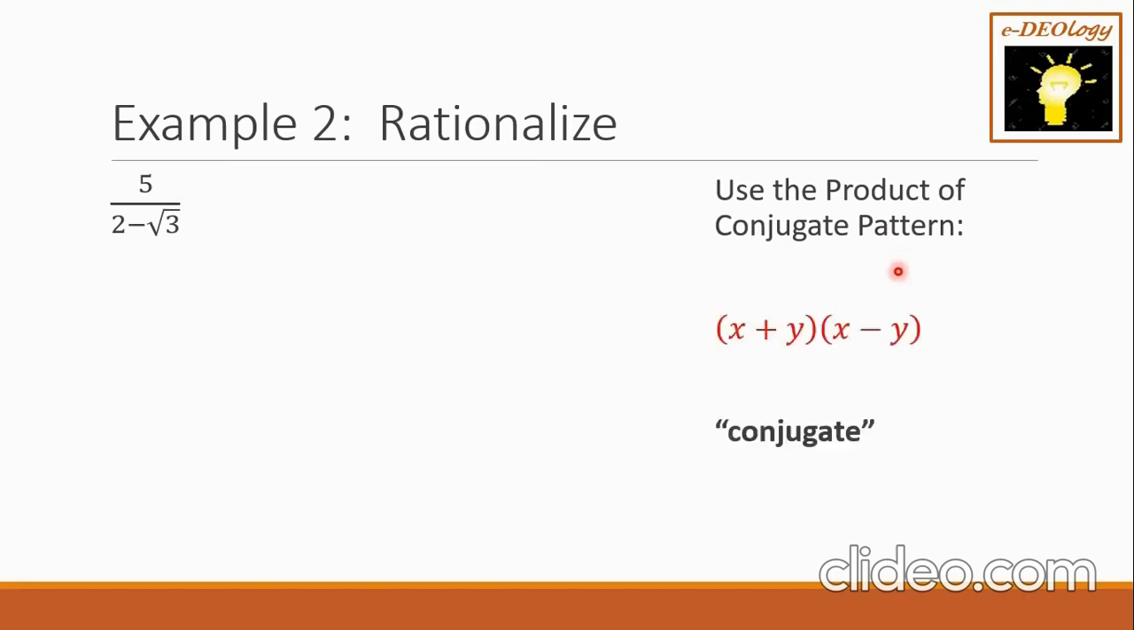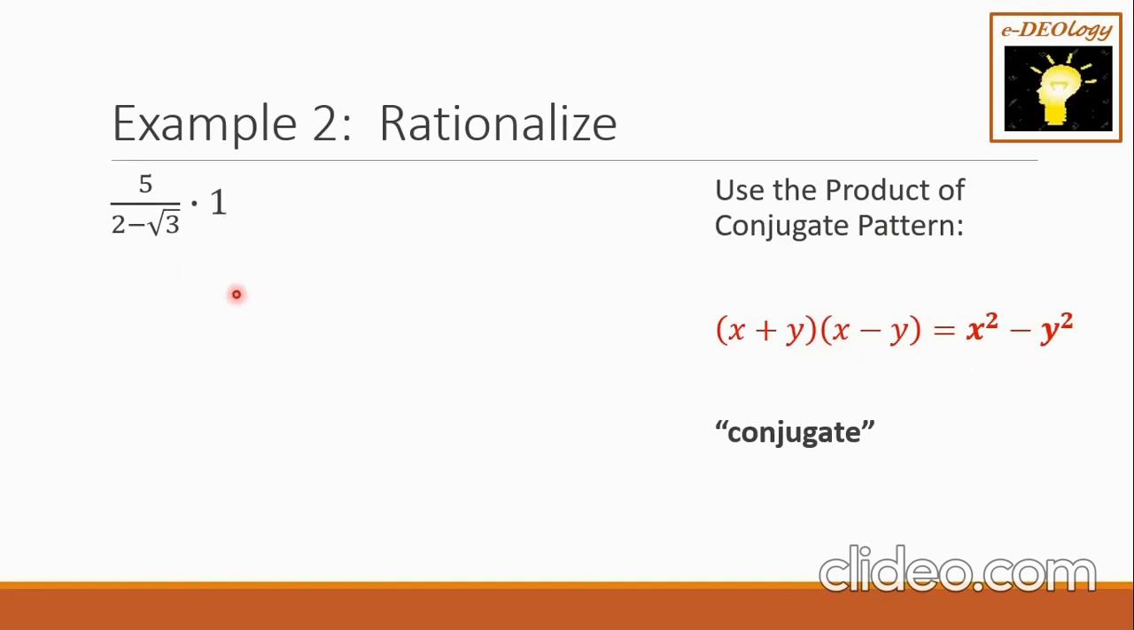What does it mean? When we have x plus y multiplied by x minus y, these two binomials here are conjugates of one another. To explain further, the conjugate of x plus y is x minus y, and vice versa. And this is one of our special products: when we multiply, the answer will be the square of the first term, then minus the square of the second term. So let us proceed with our solution.